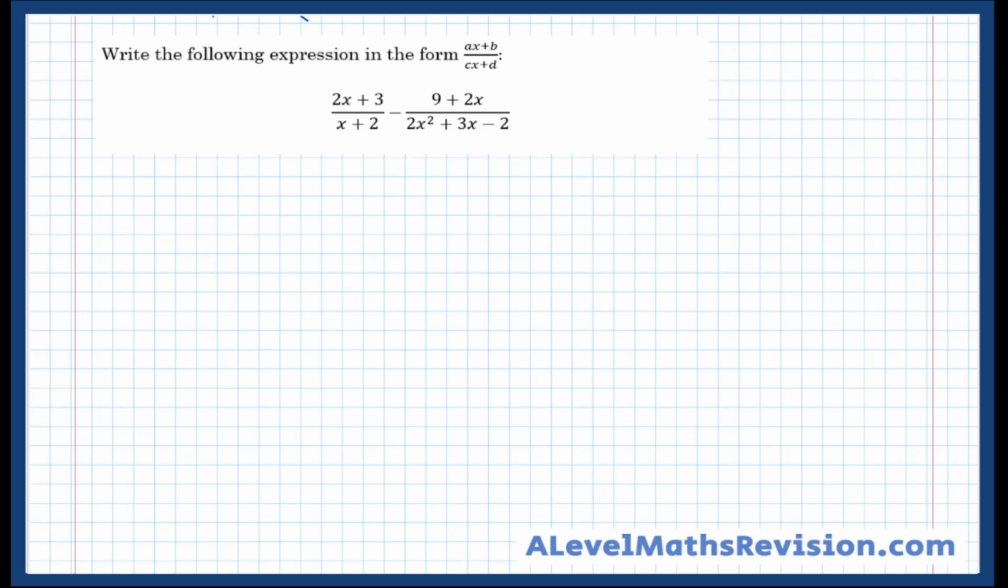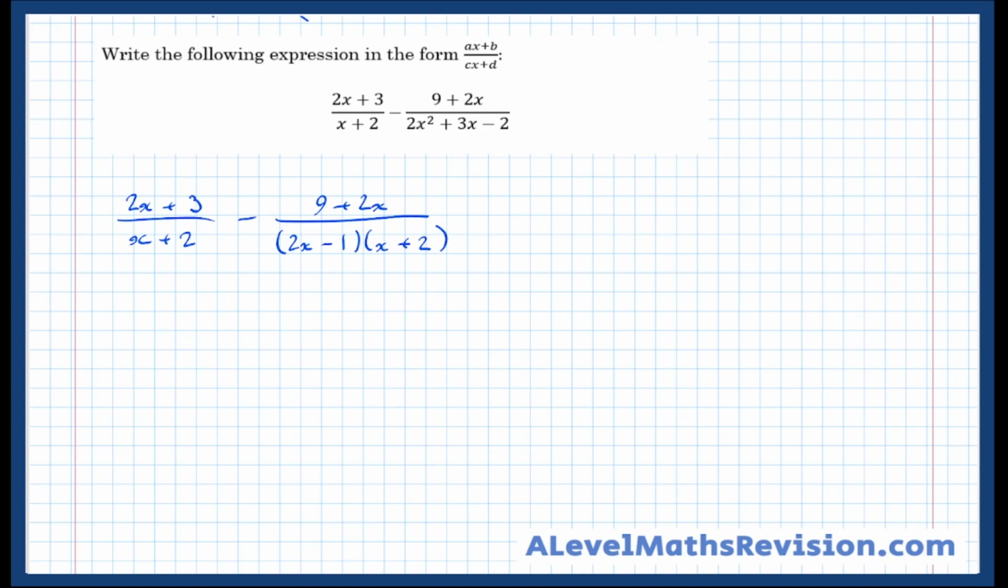So that becomes 2x plus 3 over x plus 2 minus 9 plus 2x over, and let's factorise that. So try it yourself. Pause the video, have a go. It becomes plus 2 minus 1 will give us that. And I can see now that they have a hidden common factor already of x plus 2.